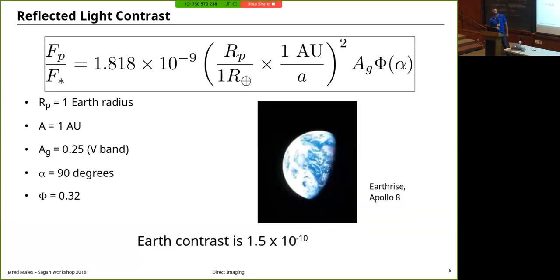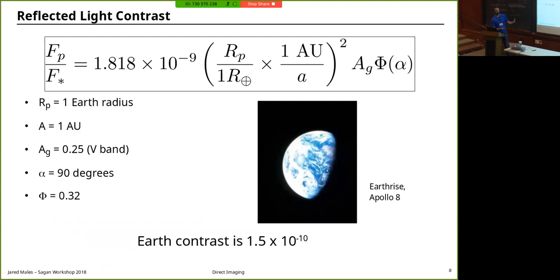And if you do the math for an Earth, it's pretty simple. Radius is 1, separation is 1. The geometric albedo in the visible is roughly 0.25. We'll use a phase angle of 90 degrees. This is more or less 90 degrees. This is from Apollo watching the Earth rise over the limb of the moon. And at 90 degrees, this phi is about 0.32. So you plug all those numbers in and you get 1.5 times 10 to the minus 10. So it's 10 billion times fainter than the star.